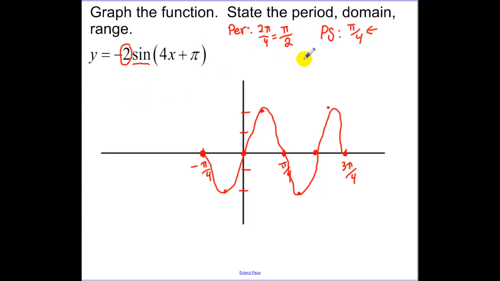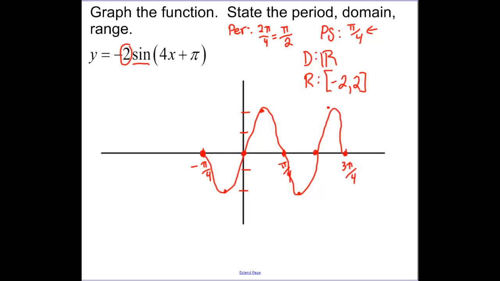Now, they want me to find the period. The domain is all real numbers. I can plug in positives, negatives, and such. Our range is my highest is positive 2, my lowest is negative 2, and we're inclusive, so we are going from negative 2 to 2 for our range.